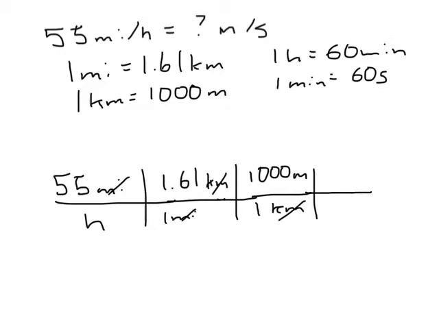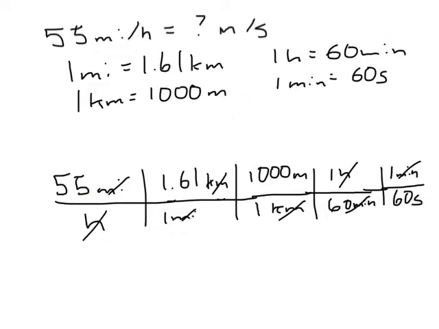And so here's the key to having the hours on the bottom, to making sure it's successful. To cancel out the hours here, I need to have 1 hour, 60 minutes here. Hours now cancel. And to cancel my minutes, I need 1 minute, 60 seconds here to cancel my minutes. Now, I have 2 units remaining, meters over seconds, which is what I want. So now I'm good to calculate.